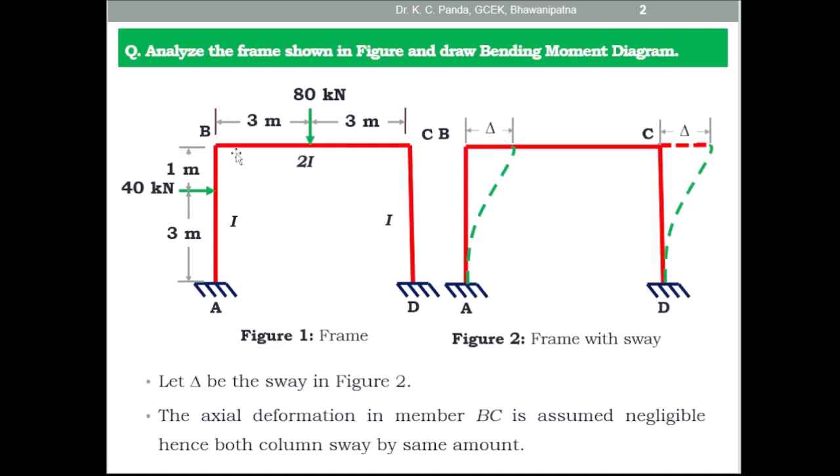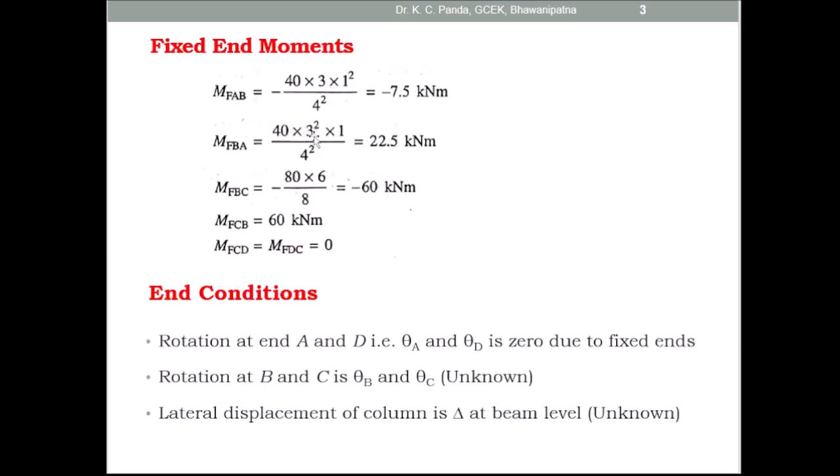Then MFBA is equal to plus W A square B by L square, which is 40 into 3 square into 1 by 4 square. So this is equal to 22.5 kilonewton meter.